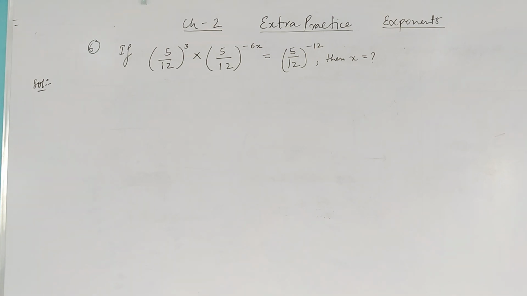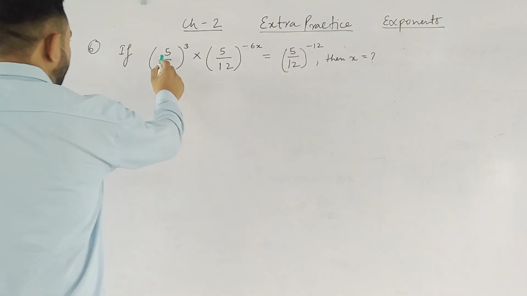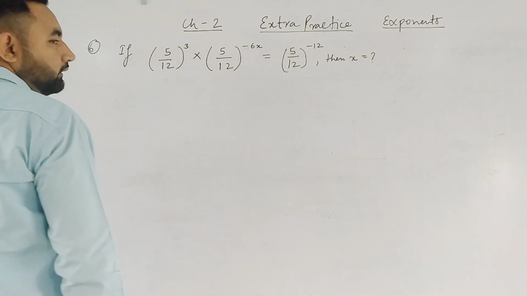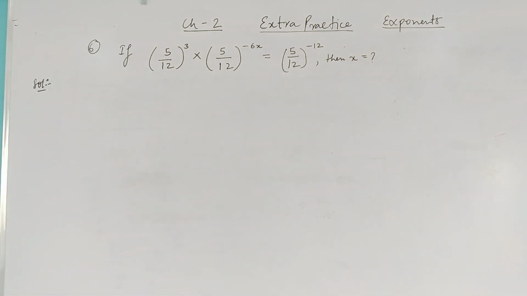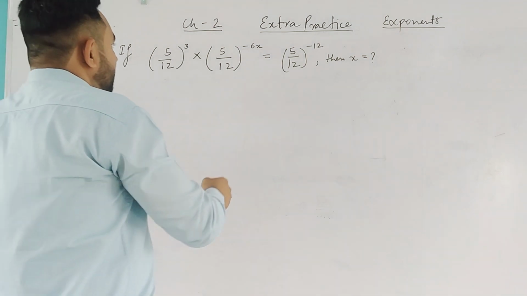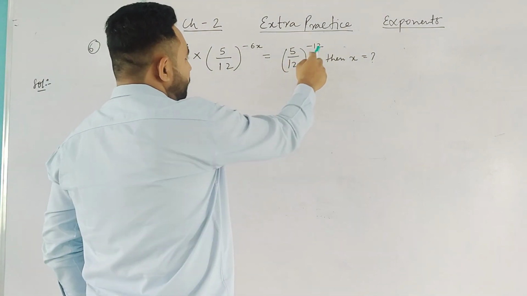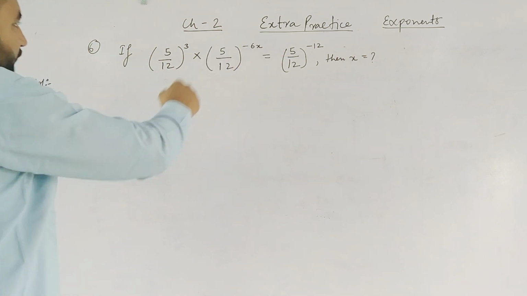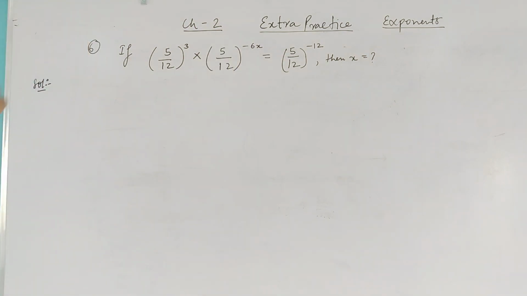Now we have another question. If 5 by 12 to the power 3 multiplied by 5 by 12 to the power minus 6x is equal to 5 by 12 to the power minus 12, find x. You have to find the value of x. Okay, let's see.